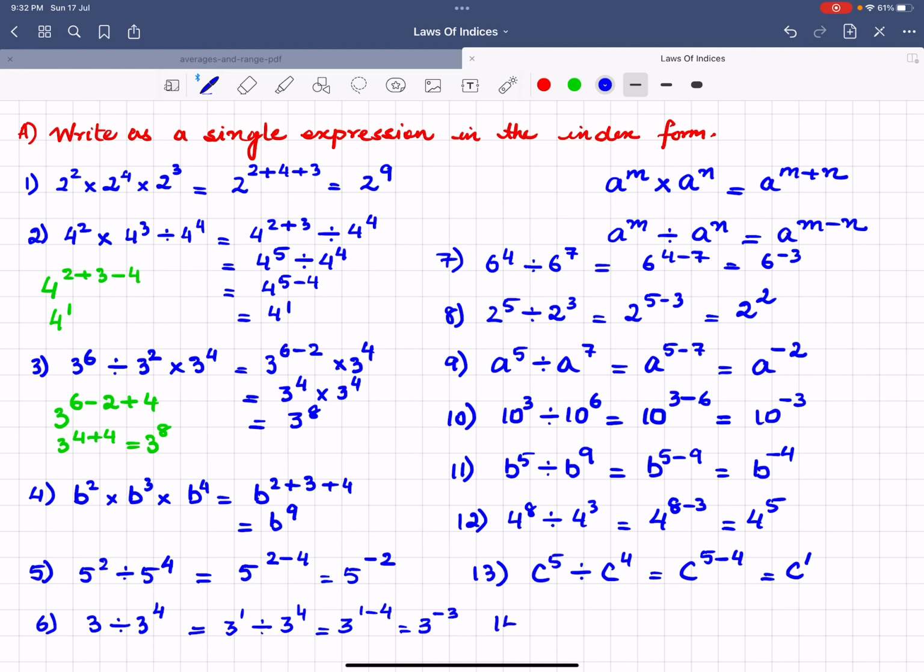14th question. 2 to the power of a divided by 2 to the power of b. Now we don't know what is the value of a and b, but we see that the bases are the same and they are divided. Therefore, powers will be subtracted. 2 to the power of a minus b. And we will leave the answer in this form. Now we have more questions in this category where we write as a single expression in the index form.